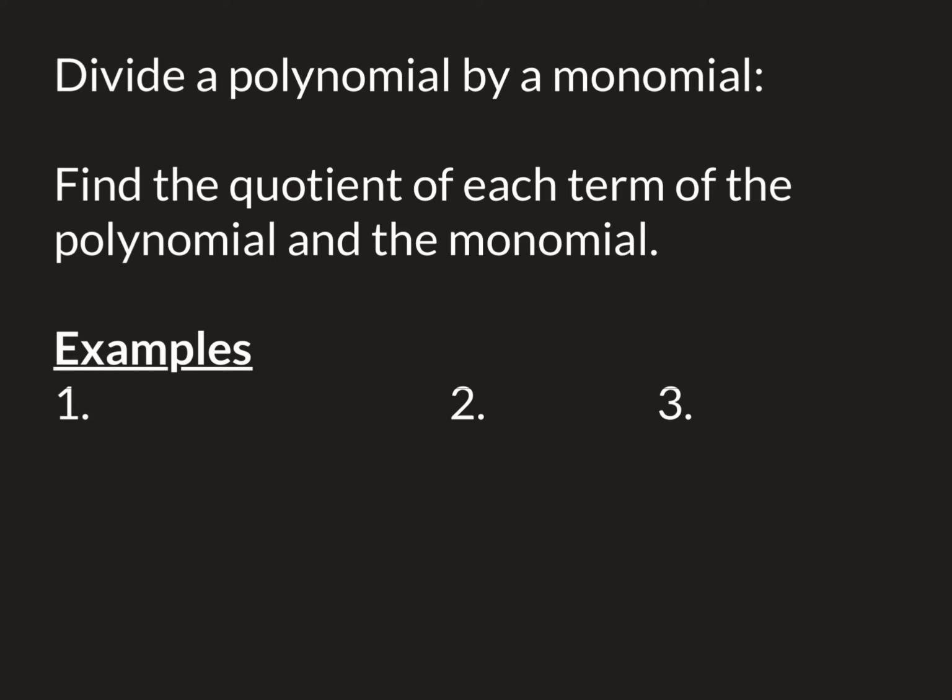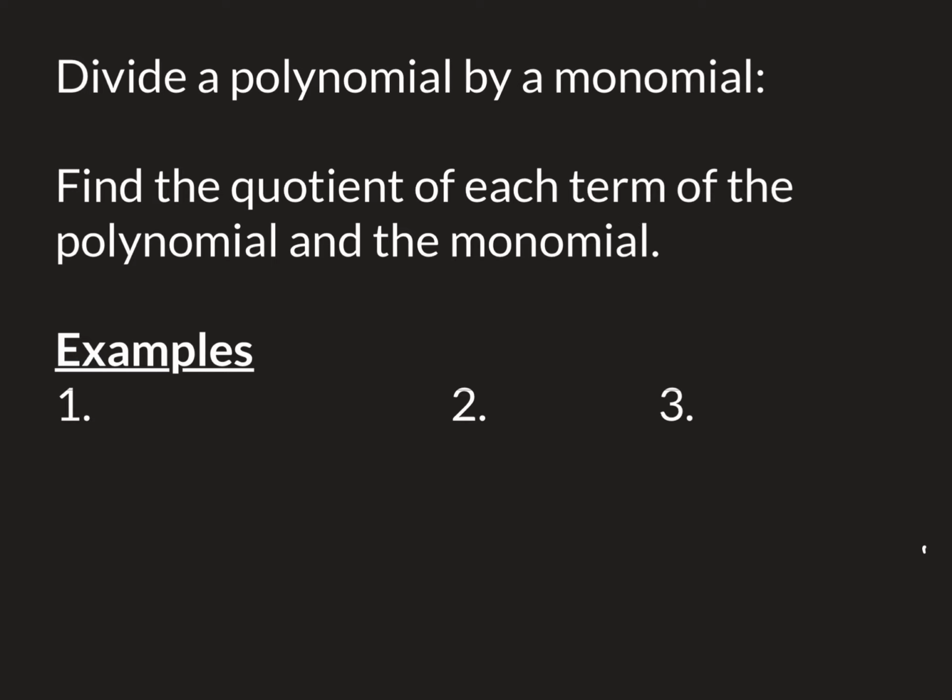To divide a polynomial by a monomial, you find the quotient of each term of the polynomial and the monomial. Our first example that we'll do is the trinomial 8x cubed plus 5x minus 3 divided by 2x squared.